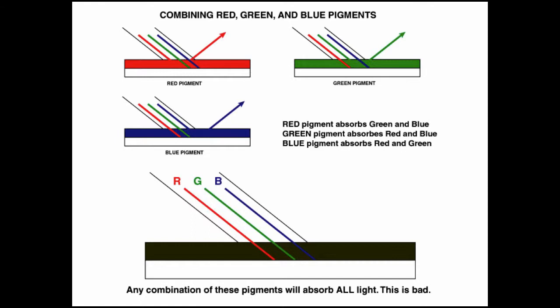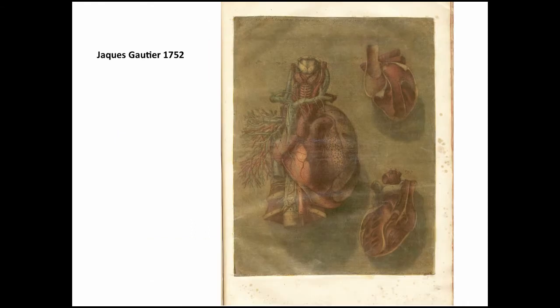And so combining these pigments results in something that looks very dark and muddy. It does not produce the full range of colors in the visible spectrum. As far back as 1752, printers did try to use a combination of these pigments in order to print full-color images. Here's an example from Jacques Gautier from 1752, obviously a medical image that's been printed using a combination of red, green, and blue pigments.